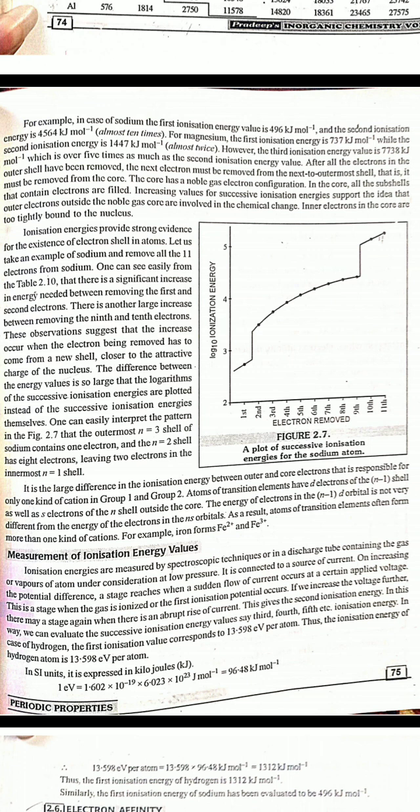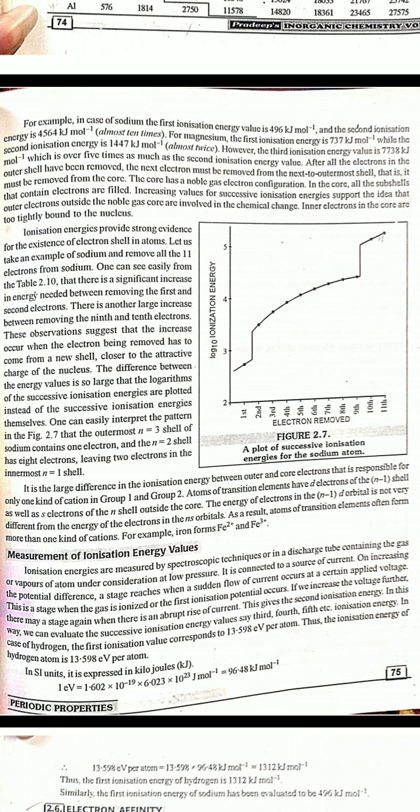The core has a noble gas electron configuration. In the core, all the subshells that contain electrons are filled. The increasing value of successive ionization energy supports the idea that outer electrons outside the noble gas core are involved in a chemical change. Inner electrons in a core are too tightly bound to the nucleus. Ionization energy provides strong evidence for the existence of electron shells in an atom.